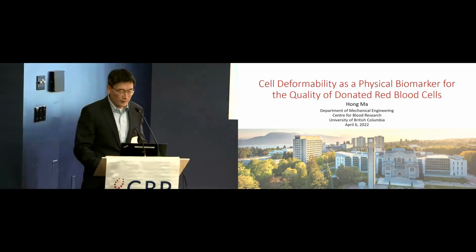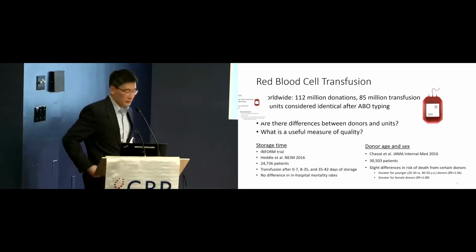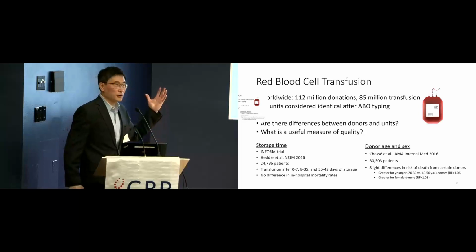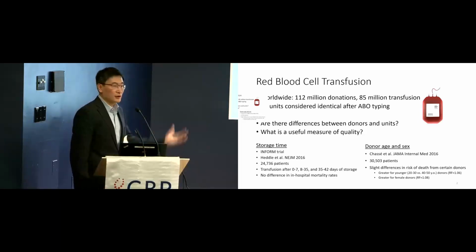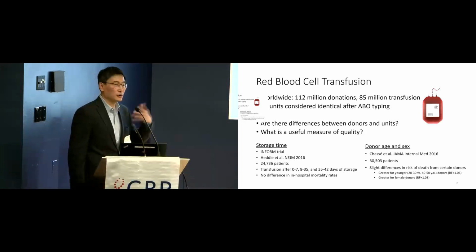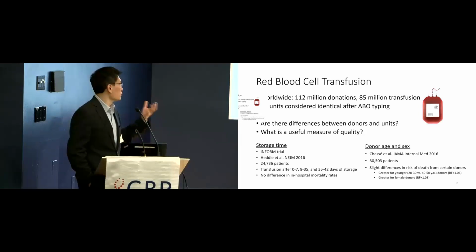Let's get to it. As we all know, red blood cell transfusion is one of the most common therapies. There are over 110 million donations collected every year. Okay, that goes into 85 million donations. So any kind of small change can potentially have a huge impact on a lot of people. One of the big questions in the field for a long time has been: are there differences between donors and units? Are they all the same?